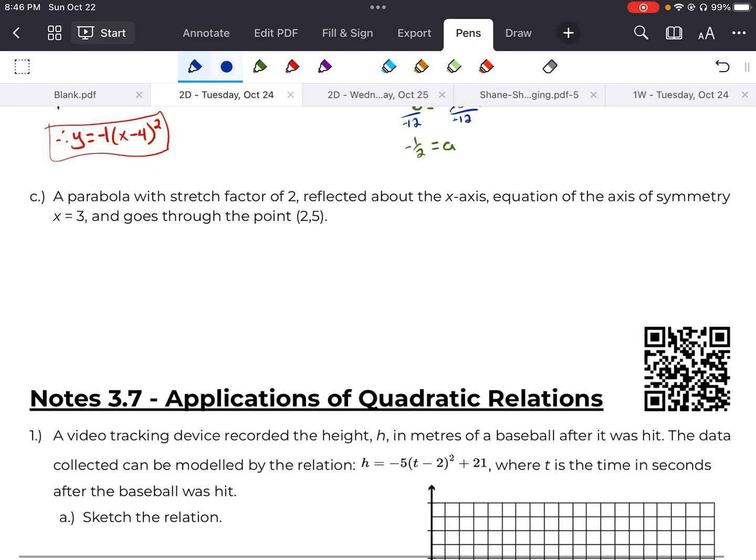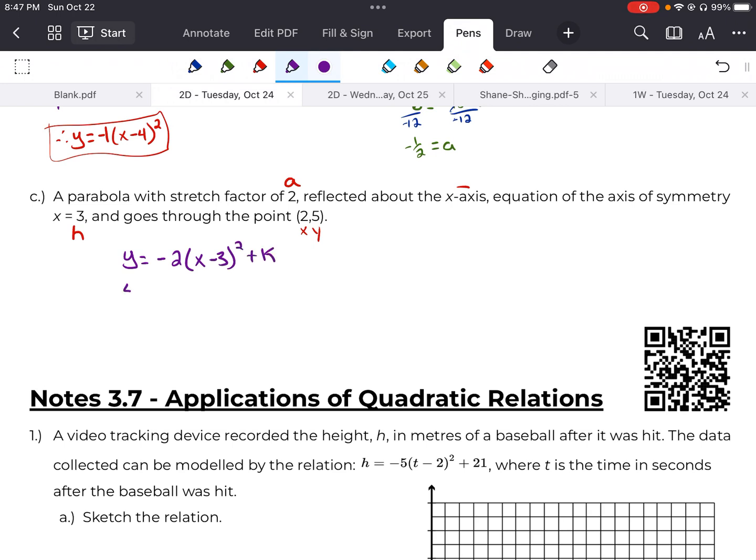And last one, a parabola with a stretch factor of 2. Okay, so that's the a value is 2, it's stretched. It's reflected about the x-axis, so it's going to have a negative. The equation of the axis of symmetry is 3. That's the h, and goes through the point 2, 5. Okay, so let's set up our equation as is. So it's y equals negative 2. Axis of symmetry is 3, so x minus 3, and we don't know k.